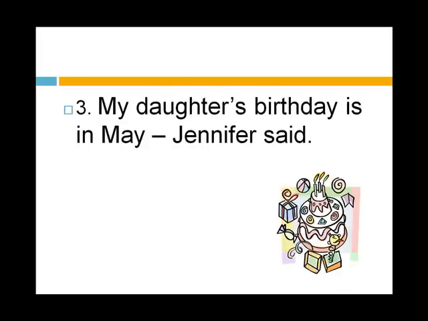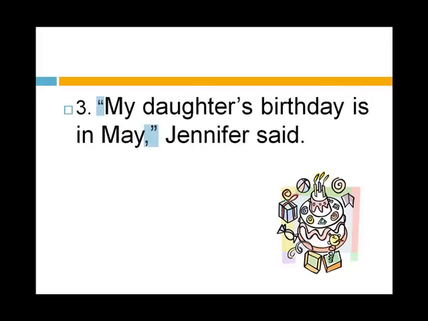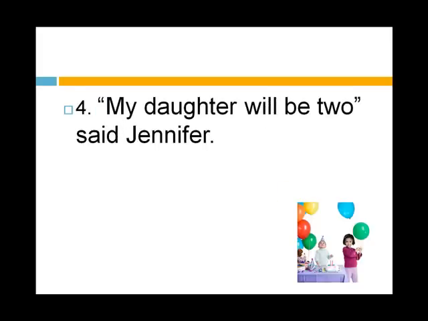3. My daughter's birthday is in May, Jennifer said. Do you see the mistake? This is direct speech, quoted speech. Use quotation marks and do not use a dash. 4. My daughter will be 2, said Jennifer. Do you see the mistake? It's a small one. We need a comma. Place it right before the second quotation mark.